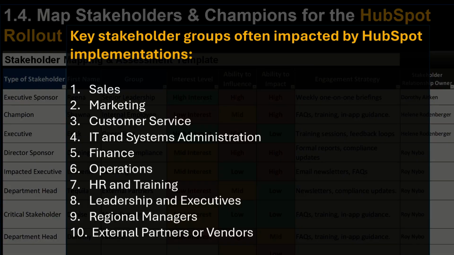Now, here on my screen, the list of top 10 groups within your organization, as well as outside the organization, that are often impacted by HubSpot rollout: sales, marketing, customer service, IT and systems admins, finance, operations, human resources and training, leadership and executives, regional managers, as well as external partners or vendors. Make sure you consider these groups when doing your change impact assessment for your HubSpot implementation.